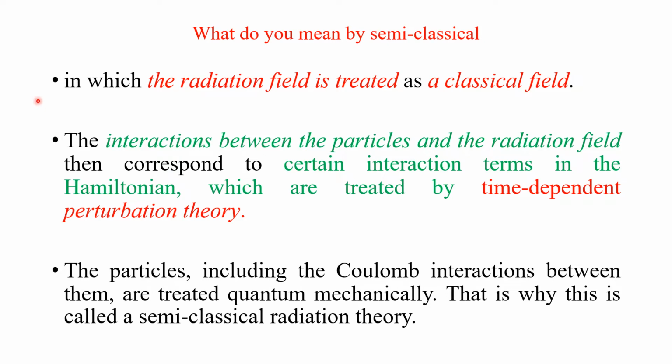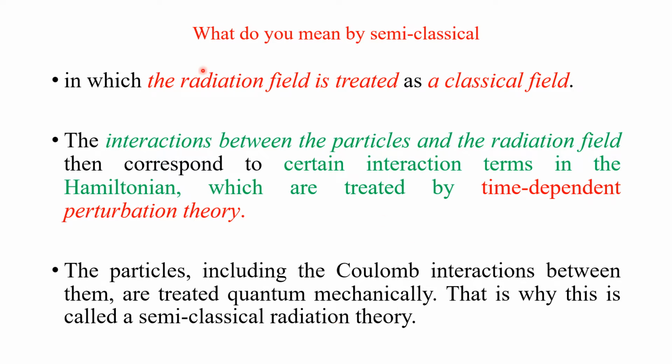What is a semi-classical treatment? That is the treatment in which the radiation field is treated as a classical field. So we are considering the radiation field as a classical field. And the interaction between the particle and the radiation field then corresponds to a certain interaction term in the Hamiltonian, which is treated by time-dependent perturbation theory. And the particles, including Coulomb interactions between them, are treated quantum mechanically. That is why this is called semi-classical radiation theory.